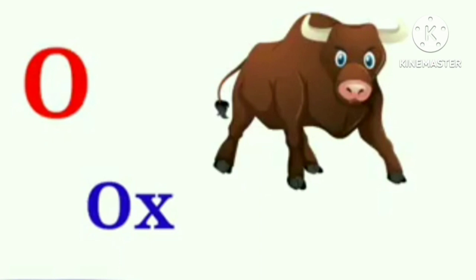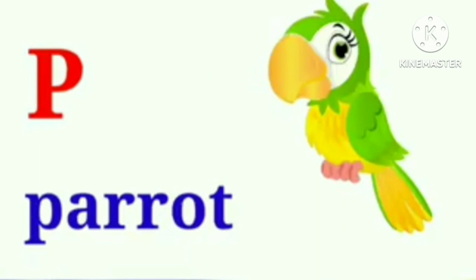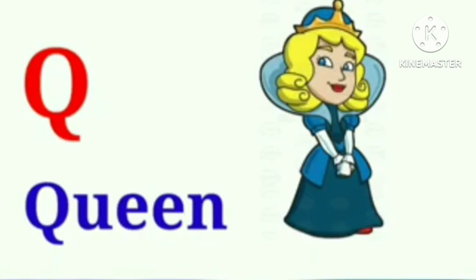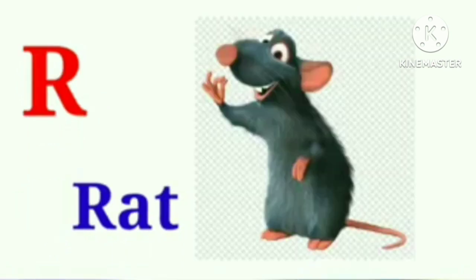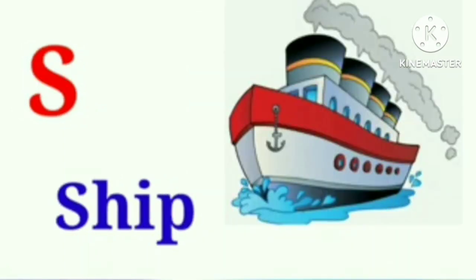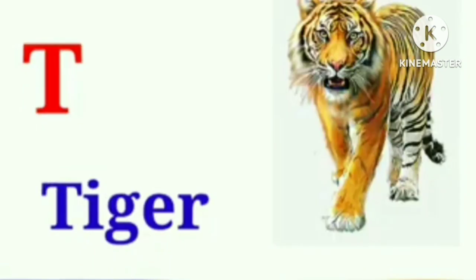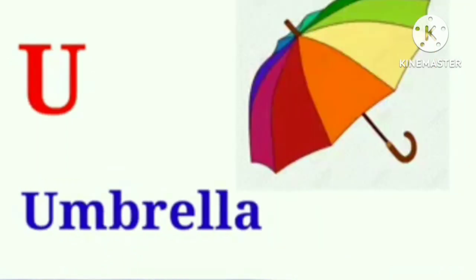O for ox. P for parrot. Q for queen. R for rat. S for sheep. T for tiger. U for umbrella.